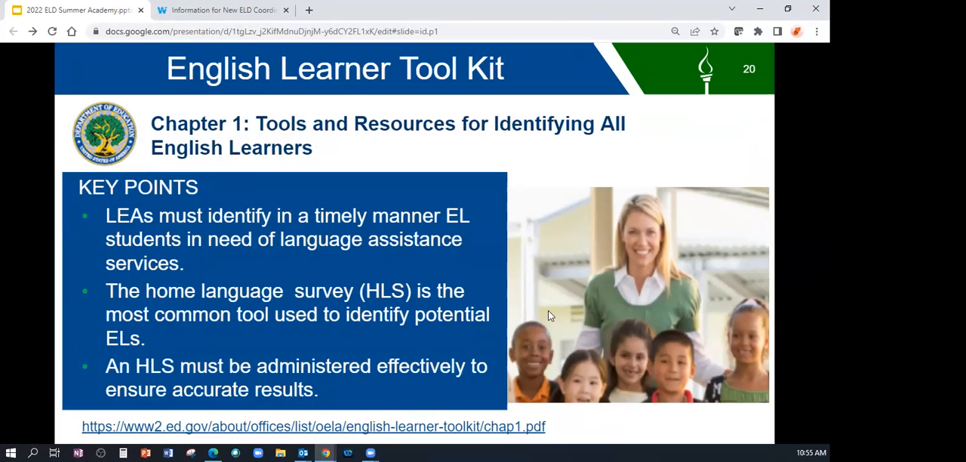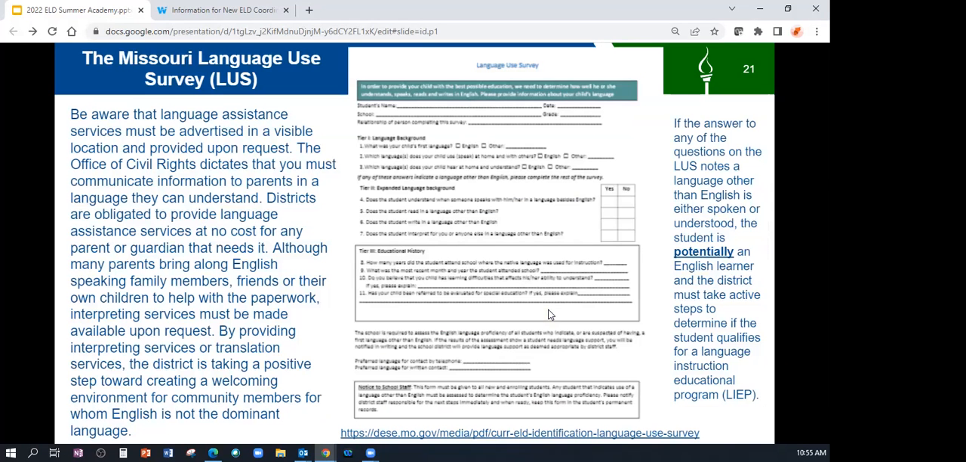And so in Missouri, we have what we call our language use survey. And one thing that we make sure that everyone knows is that you have to have posted somewhere that if parents need translation, you will provide it free of charge for them. And a lot of parents will bring someone with them to help them when they enroll their child, and that's fine. But you have to let them know that you will offer translation if they need it.